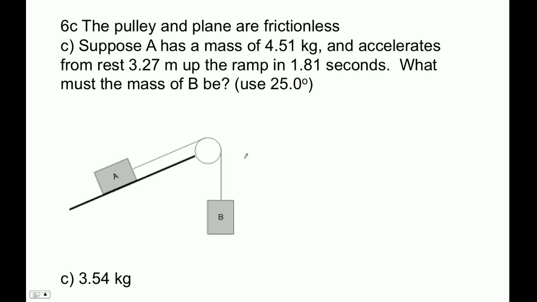All right, I have no idea how to solve this one. Let's see. It accelerates from rest a distance of 3.27 meters up the ramp in 1.81 seconds. Doesn't it seem like we need to solve for the acceleration? It does, in 1.81 seconds. So I think what we're going to do is use one-half at squared or something like that, right?